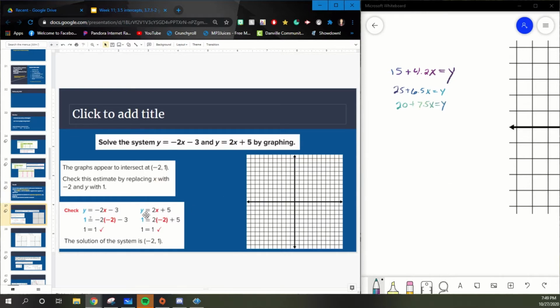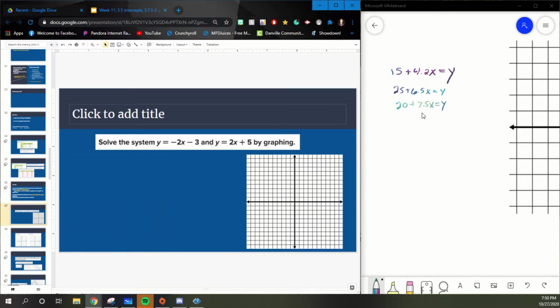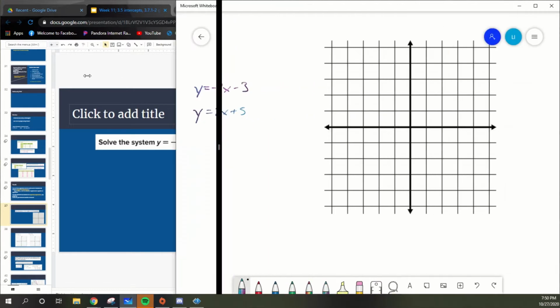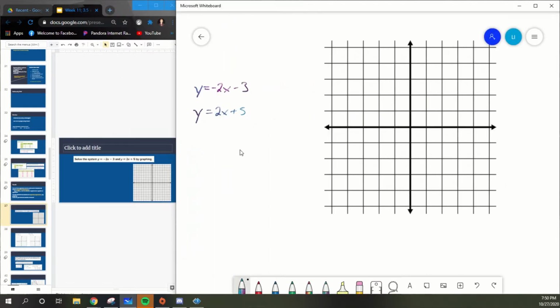So let's go ahead and look at what we have here. It gives me a system of equations: y is equal to -2x minus 3, and y is equal to 2x plus 5. And we need to solve this by graphing. How we solve this by graphing is we just simply graph those two lines and we find where they intersect.